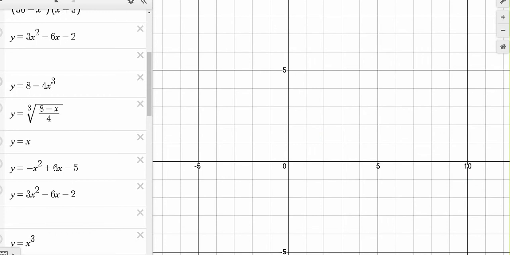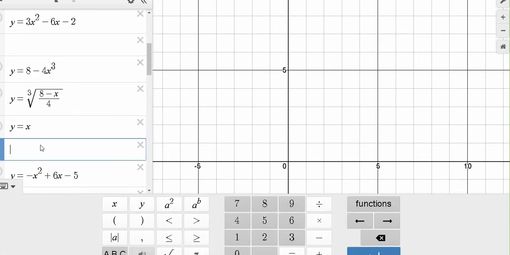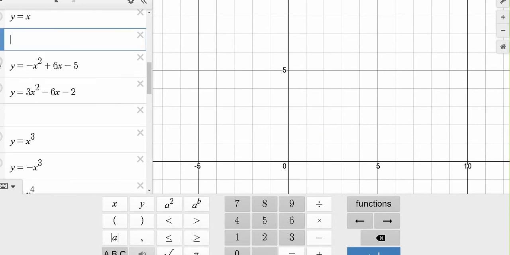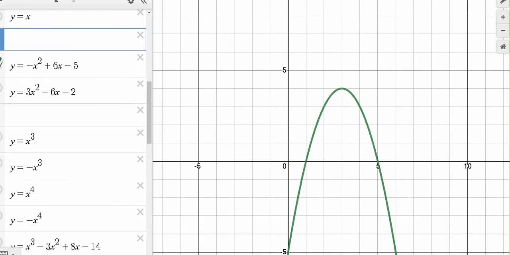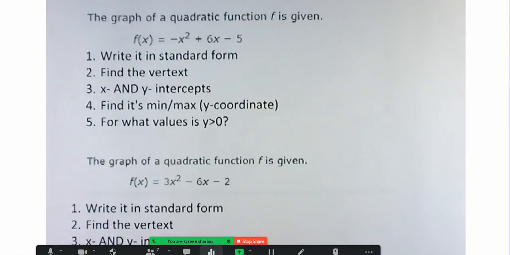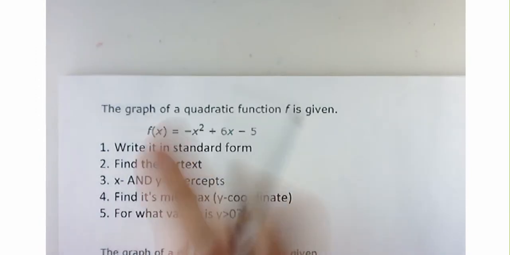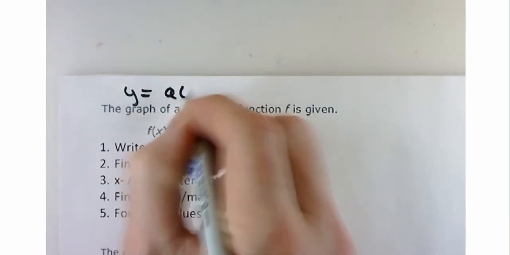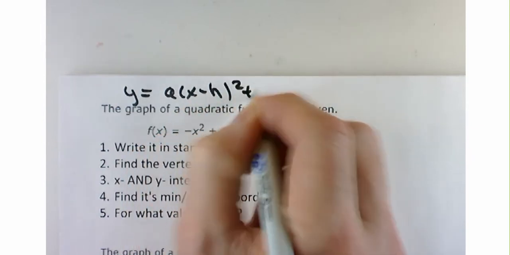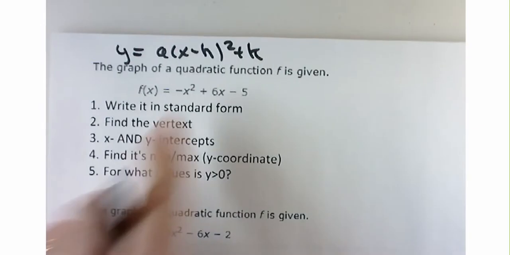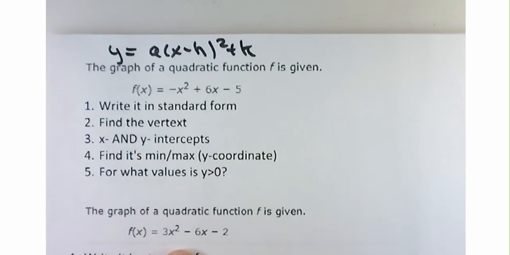Let's move on to quadratic functions. So these down here. Y equals negative x squared plus 6x minus 5. Now a couple things I could ask for here, and I'm probably going to go through this way too fast, but I want to get through this before time ends. One thing I could ask for is this to be written in standard form. That's y equals a times x minus h squared plus k.